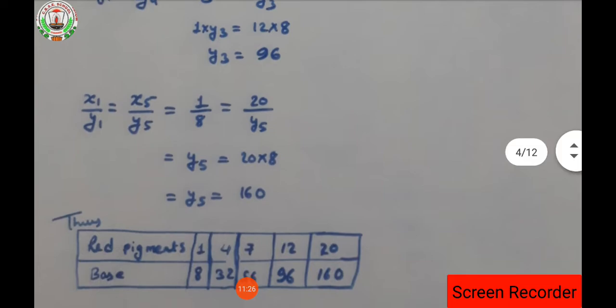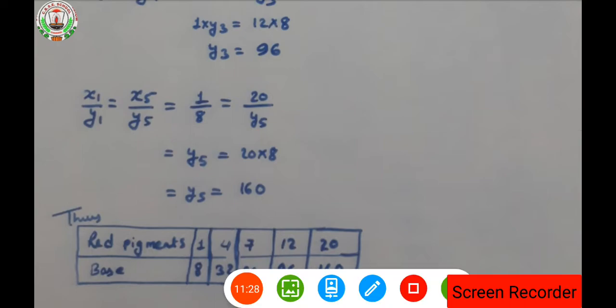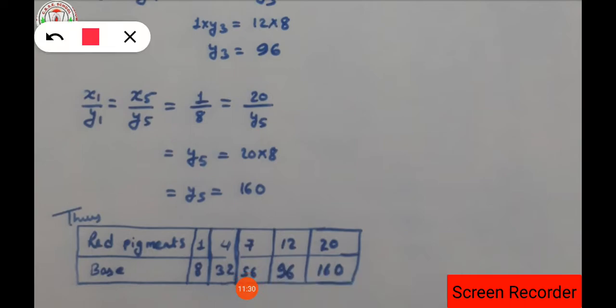So here we got the table, that is, as said, the value of x1 upon y1, that is 1 upon 8, remains constant. The values 4, 7, 12 are already given, that is x2, x3, x4, and this one is x5. These values we have found over here. Clear everyone?